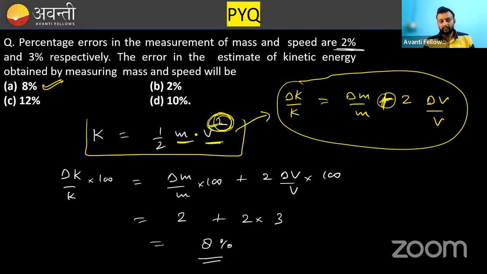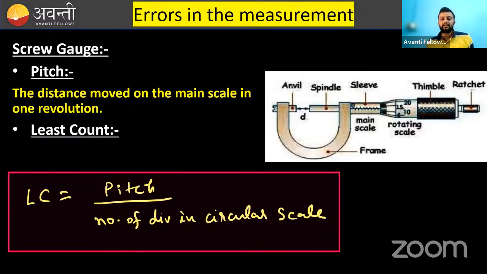I think time is already up. One more thing that you should know, because the screw gauge is very important. I will not explain in a lot of detail. There are two things that you should learn here. Screw gauge, I think you have seen in your class 11th experiment classes. This is the main scale, and this is the circular scale or rotating scale.